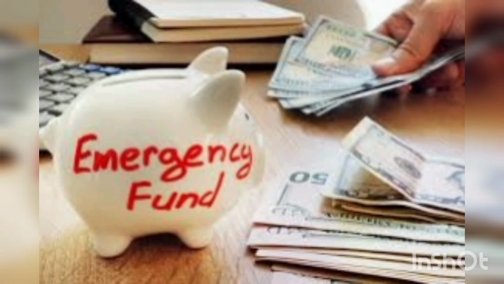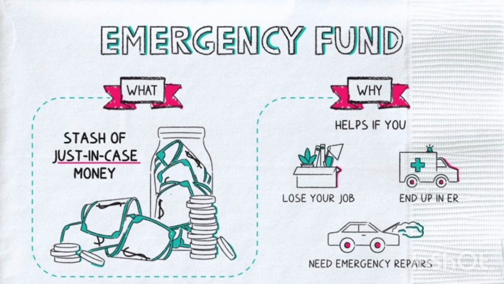6. Emergency fund. Plan to set aside a portion of your salary for an emergency fund. This fund should cover at least 3 to 6 months' worth of living expenses and act as a safety net in case of unexpected events like medical emergencies or job loss.